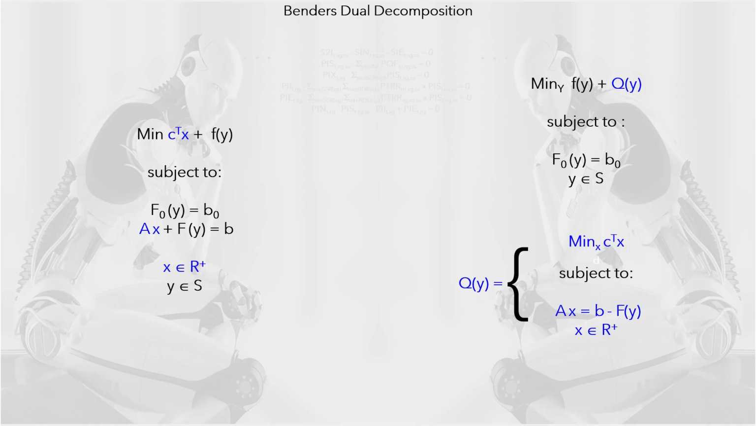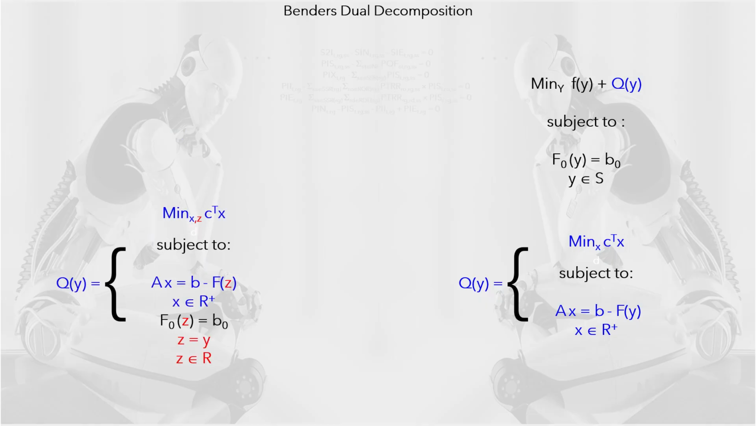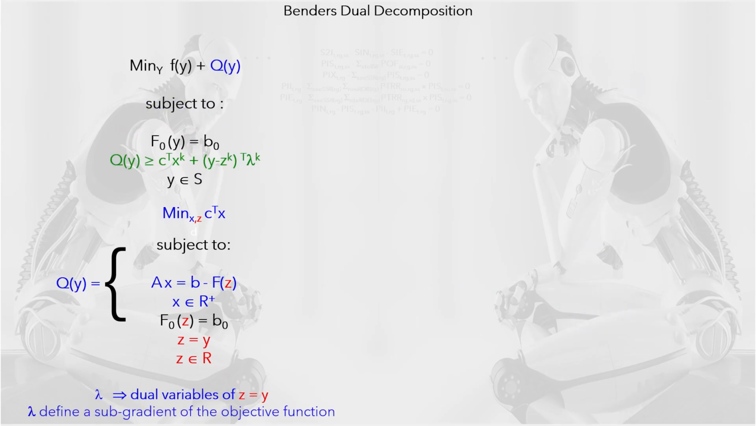As in the standard Benders method, a subproblem, Q of y, is defined to indicate the objective function of the slave problem. In this way you have two problems, master problem and slave problem. The slave formulation is different in BDD and includes a copy of variables, z equals y. The cut entered into the master is of the generalized Benders cuts, GBC, type. The structure of the redefined problem is presented below.